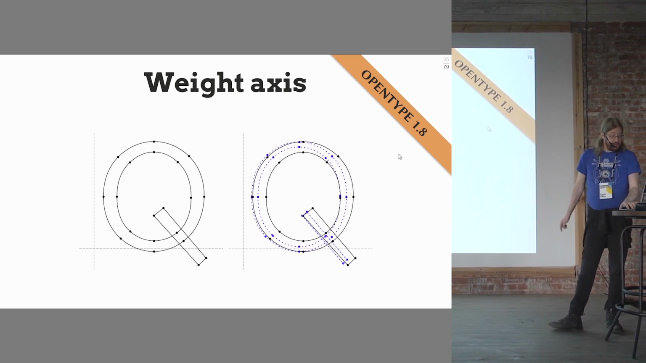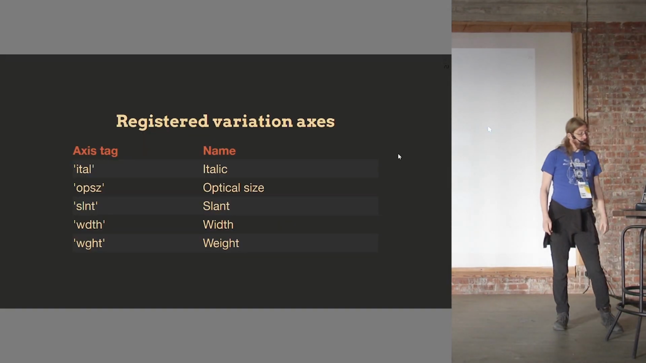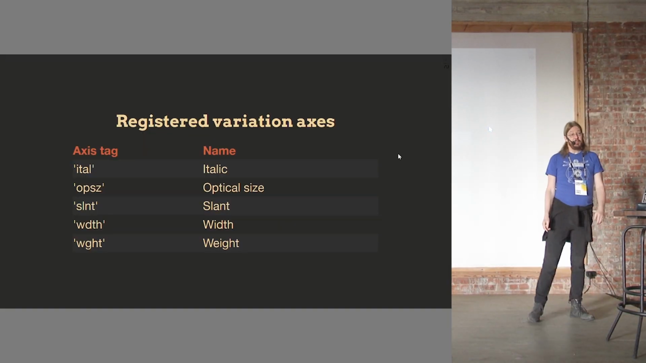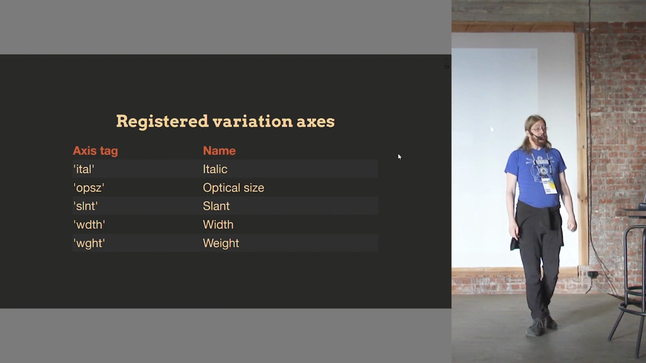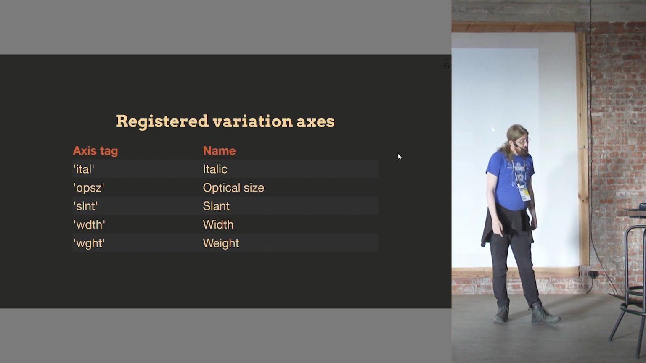And that's just one axis, that's the weight axis. So there are 5 registered axes. There's italic, which isn't really an axis because something's either italic or it's not.